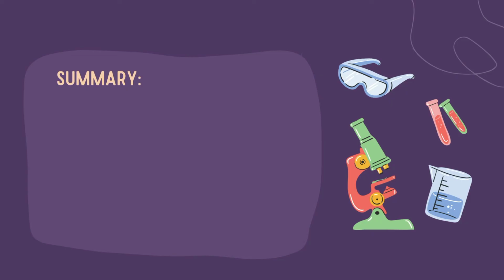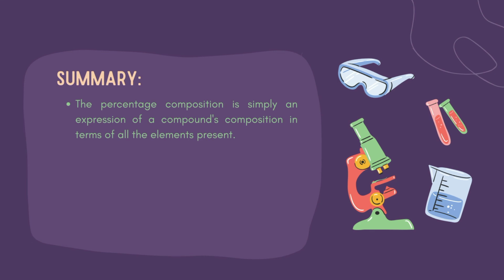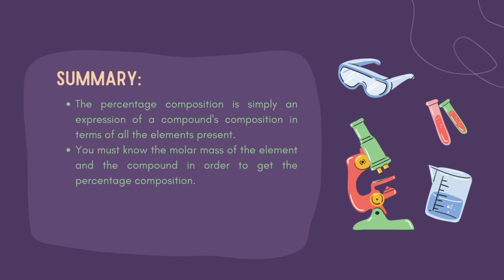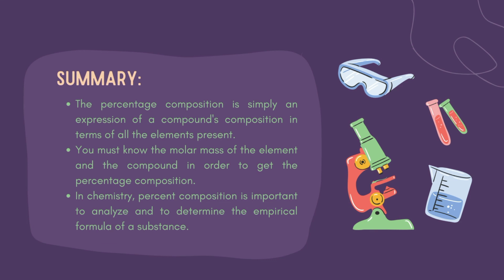As a summary, let us remember that the percentage composition is simply an expression of a compound's composition in terms of all elements present. You must know the molar mass of the element and the compound in order to get the percentage composition. In chemistry, percentage composition is important to analyze and to determine the empirical formula of a substance, which will be discussed in your higher years in science.